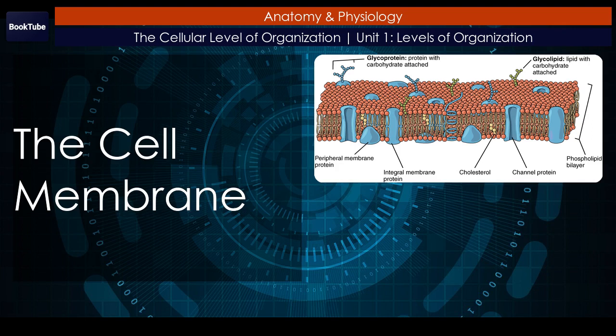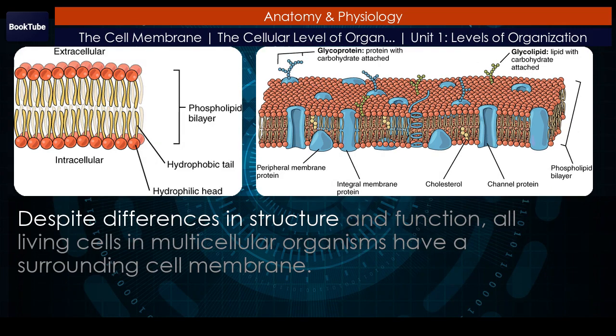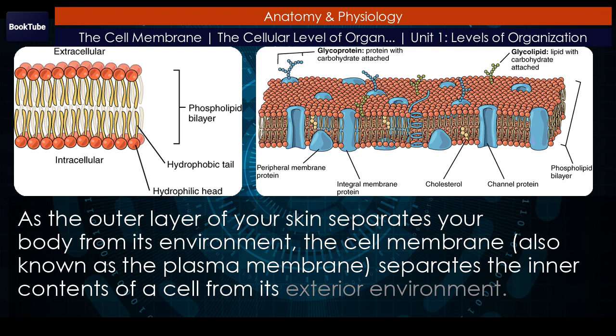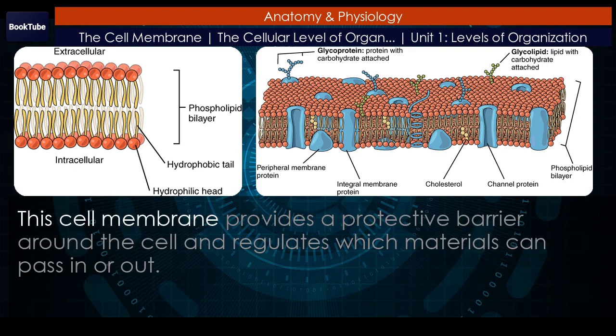The cell membrane. Despite differences in structure and function, all living cells in multicellular organisms have a surrounding cell membrane, as the outer layer of your skin separates your body from its environment. The cell membrane, also known as the plasma membrane, separates the inner contents of a cell from its exterior environment. This cell membrane provides a protective barrier around the cell and regulates which materials can pass in or out.